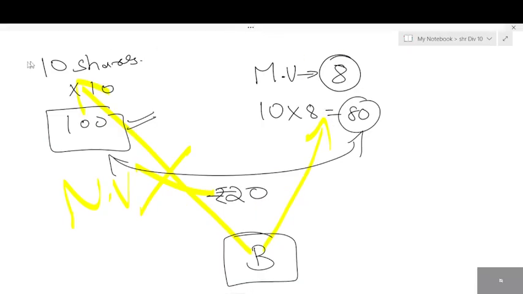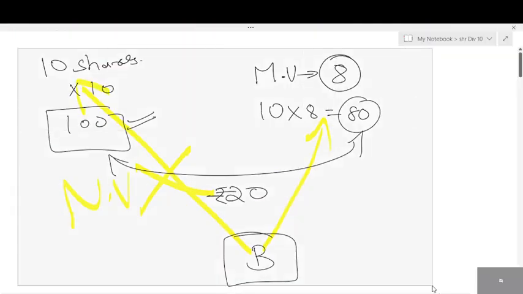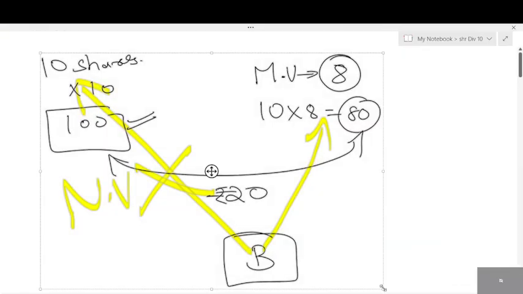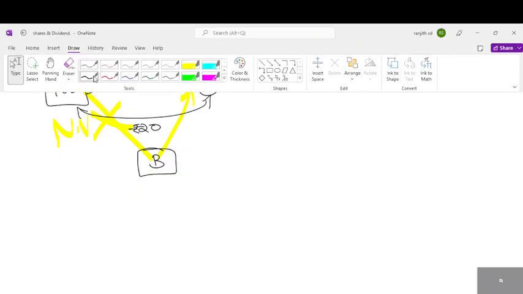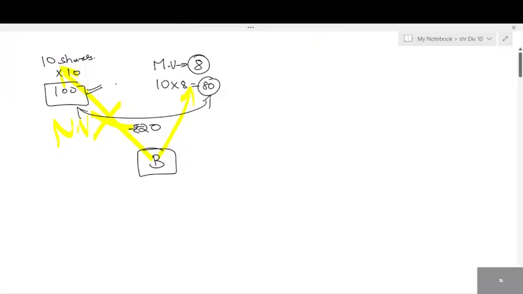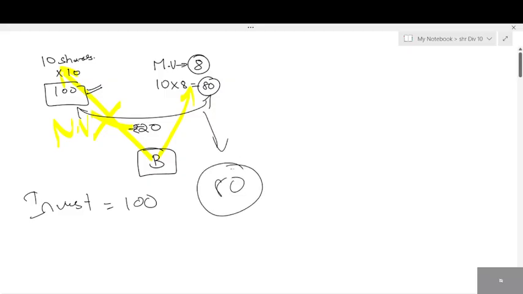Initially I had 100, and the company was going under loss. Then I was not interested in this company. I thought, if I stay in this company, I'll be losing more. I invested 100, and my returns were just 80. This 80 I'm going to invest in another company.